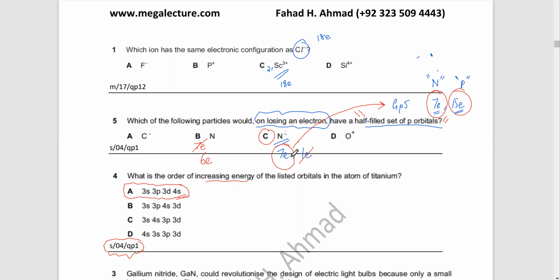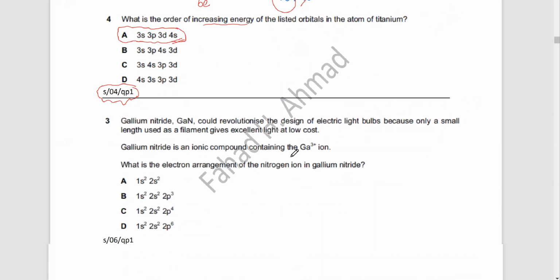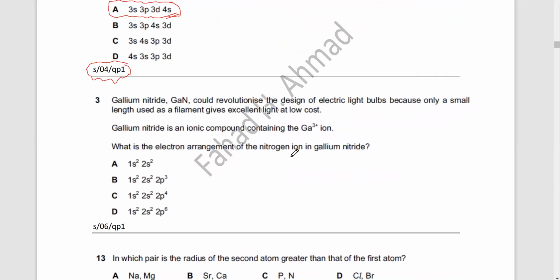सही है, exactly. अच्छा, next one is gallium nitride is an ionic compound, और उसने कहा कि what's the electronic configuration of the nitrogen ion? That's easy. N-3. So that means it's going to have 7 electrons वैसे. So now it's going to have 10 electrons. So 10 electrons is going to be 1s2, 2s2, 2p6.